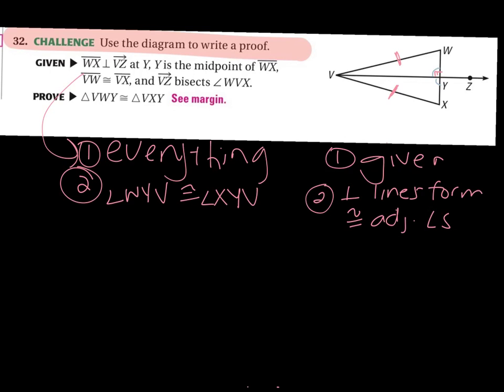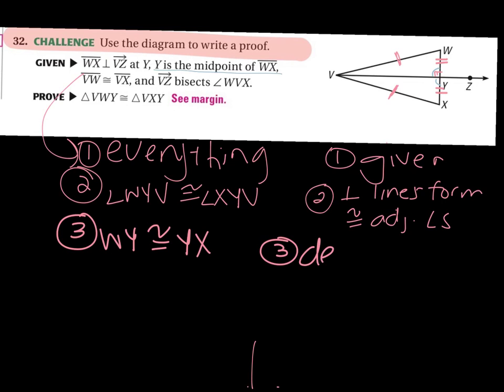What other piece of information did it give you? Okay, so it gave us that Y is the midpoint of WX. So what we know about a midpoint is that it divides the segment into two equal parts. So now I can say that WY is congruent to YX, and the reason would be the definition of the midpoint. So now I've got two pairs of congruent sides, one pair of congruent angles.